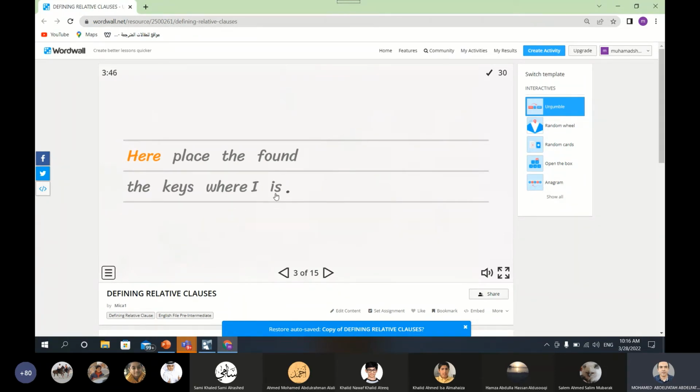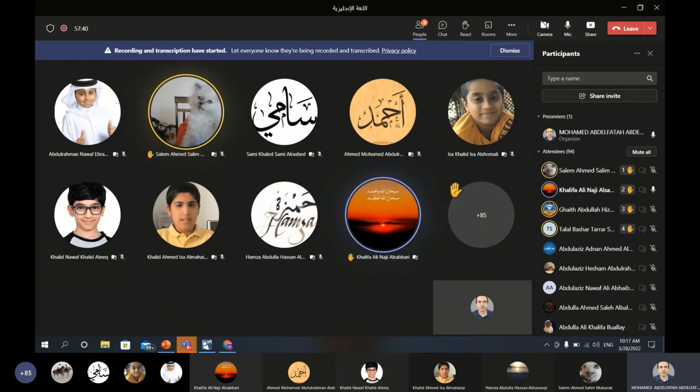Here what? Here is the keys, or the place. Here is the place where I found the keys. Excellent, where I found the keys. Here is the place where I found the keys. Thank you, Khalifa. Good answer.